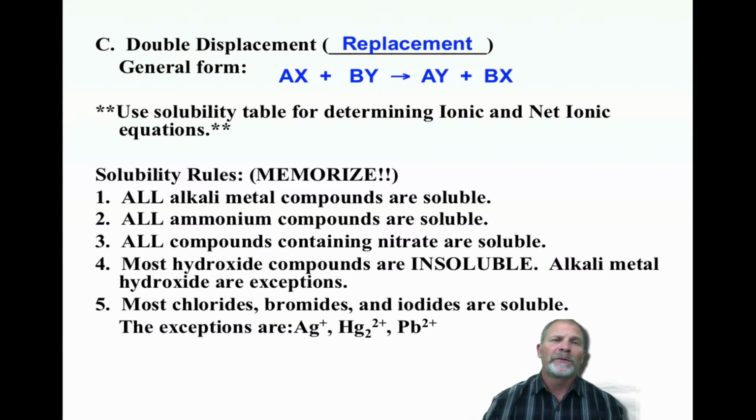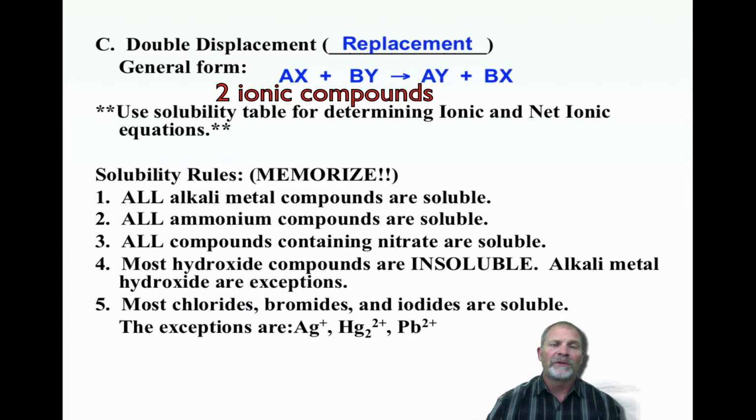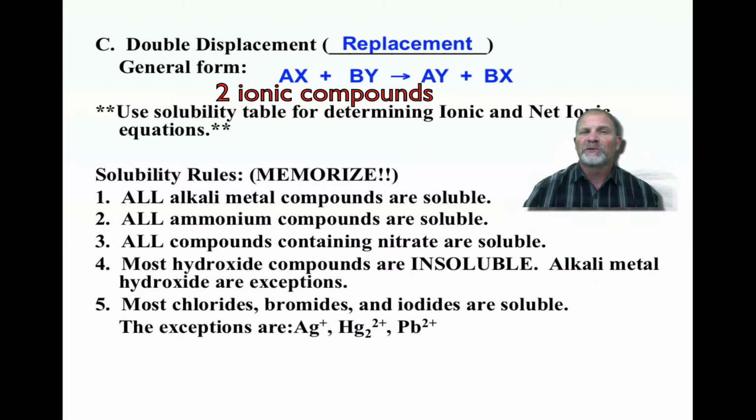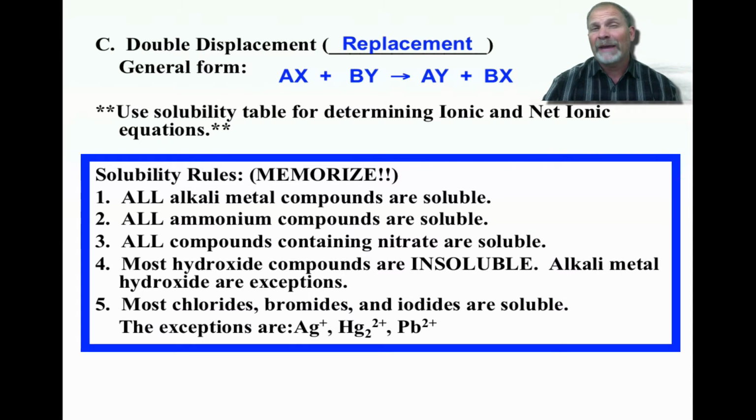The general form is that again we're going to see here that the anion, X and Y, will trade places with the cations A and B in the situation. So we have two ionic compounds and they're literally changing places. With this comes our first exposure to solubility rules. I'm going to expand on these rules later, for now just memorize these first ones.